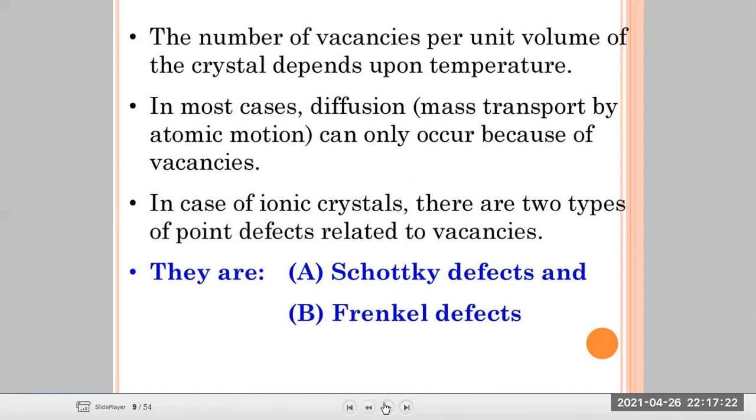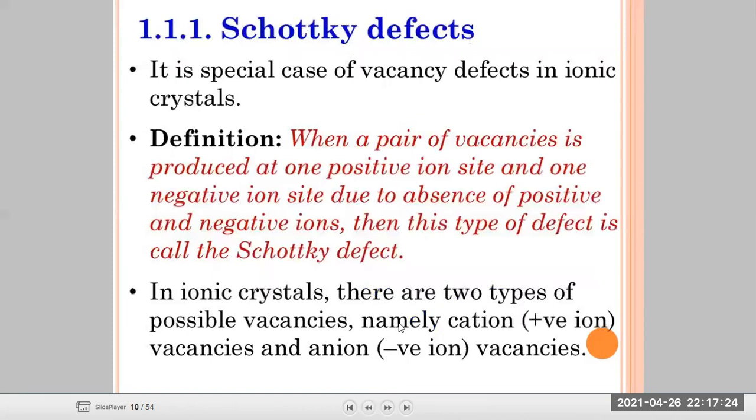Now we can see what is actually the meaning of Schottky defect. We are studying vacancies, and in vacancies, Schottky and Frenkel are subtopics. It is a special case of vacancy defects in the ionic crystal. What is the definition? When a pair of vacancies is produced at one positive ion site and one negative ion site due to the absence of the positive and the negative ions, then this type of defect is known as Schottky defect.